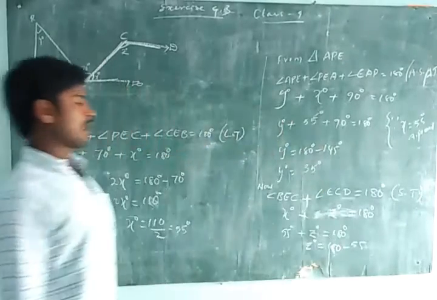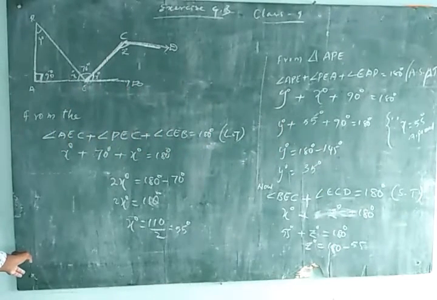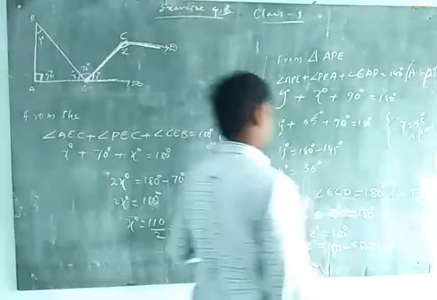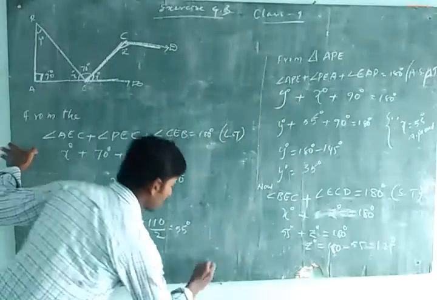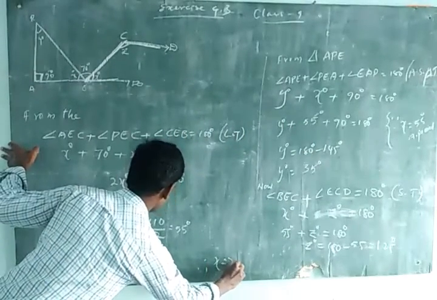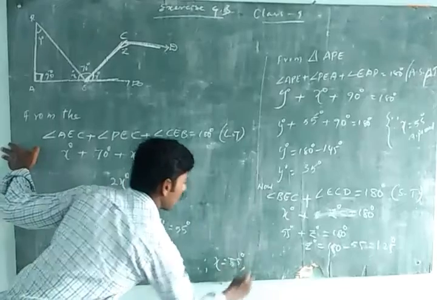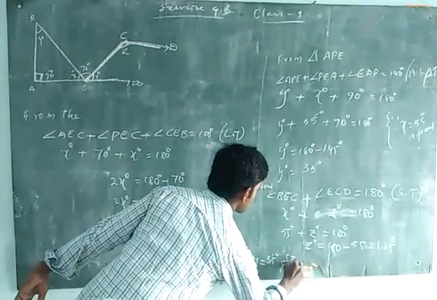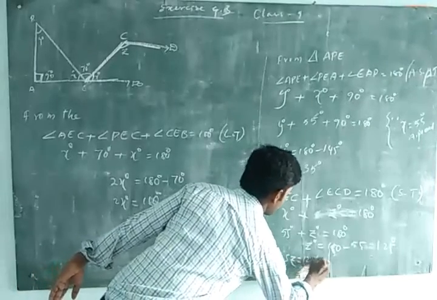What is that? 125. Yes, 125 degrees. Therefore, finally you write x is equal to 55 degrees, y is equal to 35 degrees, and z is equal to 125 degrees. The final result.